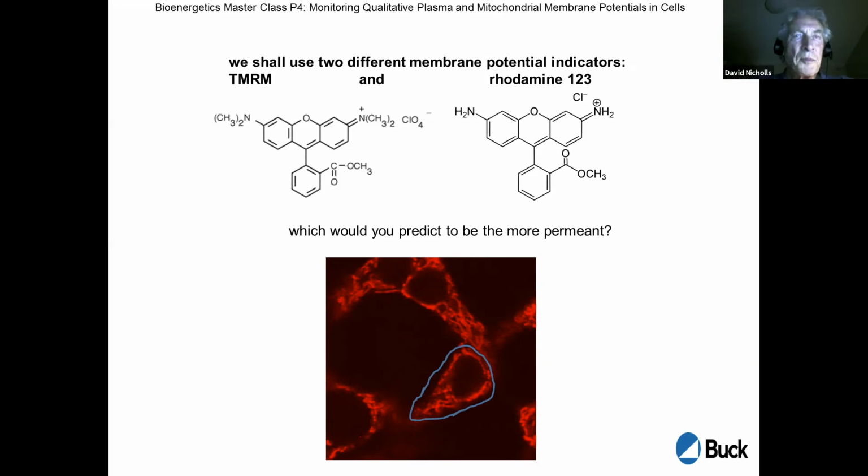If you have an electrode, you can use, for example, tetraphenylphosphonium and measure the residual external concentration. In the early days, we used radioisotopes, and generally people now use fluorescent probes. And these have rather special properties. The 2 we're going to talk about are tetramethyl rhodamine methyl ester, and the other is rhodamine 123.